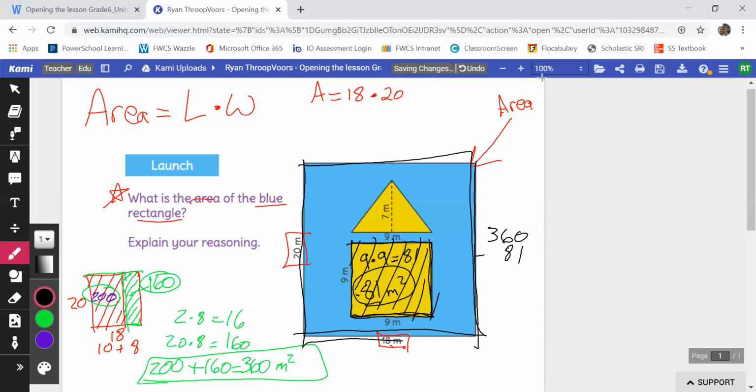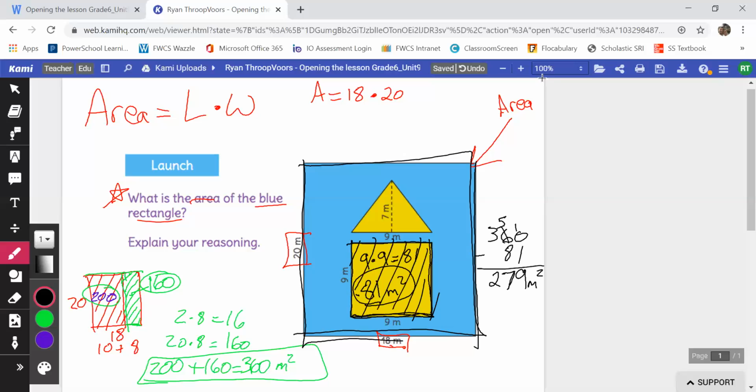And of course, I know that here I need to borrow. So I'm going to borrow from my 6, which is going to make that 5. 10 minus 1 is 9. And then, of course, 35 minus 8 is 27. So what's left is 279 meters squared, or square meters.